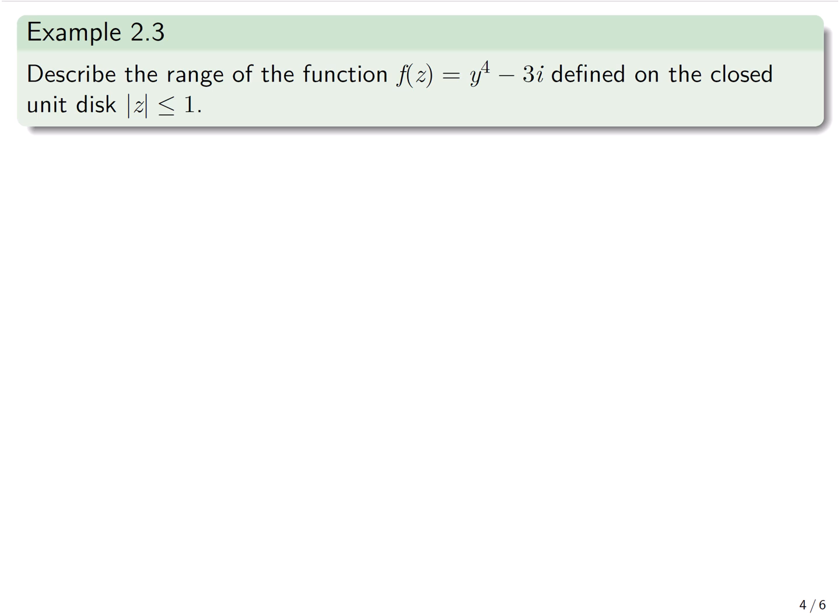Let's look at another problem. Describe the range of the function. We're going to see what the range looks like. The range of the function f(z) equals z to the fourth power minus 3i, defined on the closed unit disk, so we put the unit disk, absolute value of z less than or equal to 1.